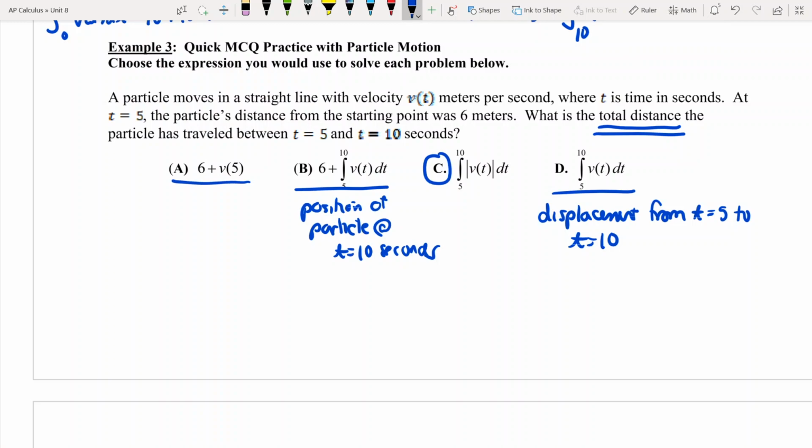And then A right here, you're taking the velocity at time equals 5, and then adding 6 meters a second. That really has nothing to do with the problem whatsoever. So the key phrase that you see here is total distance, and that's where you got the absolute value aspect.